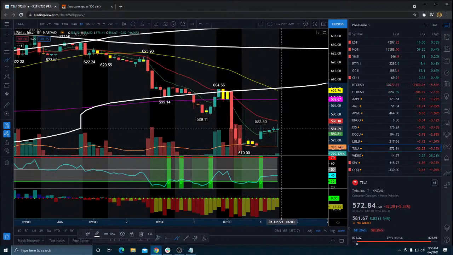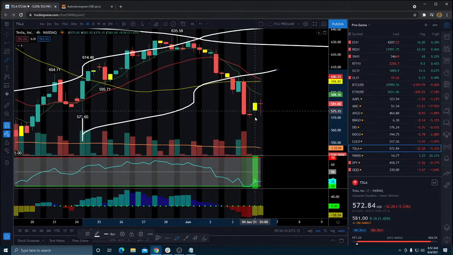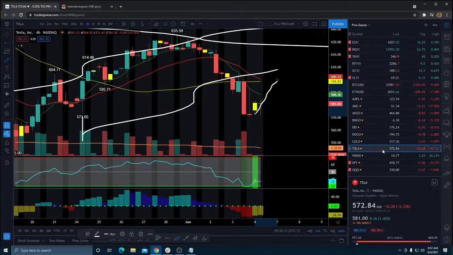That could be a dip buy opportunity if we were to pull back, but shorting Tesla down here doesn't make any sense anymore. I'd back off that short idea. 4 hour got oversold and it's beat up. If you want to short it, you really need to wait for a bounce.